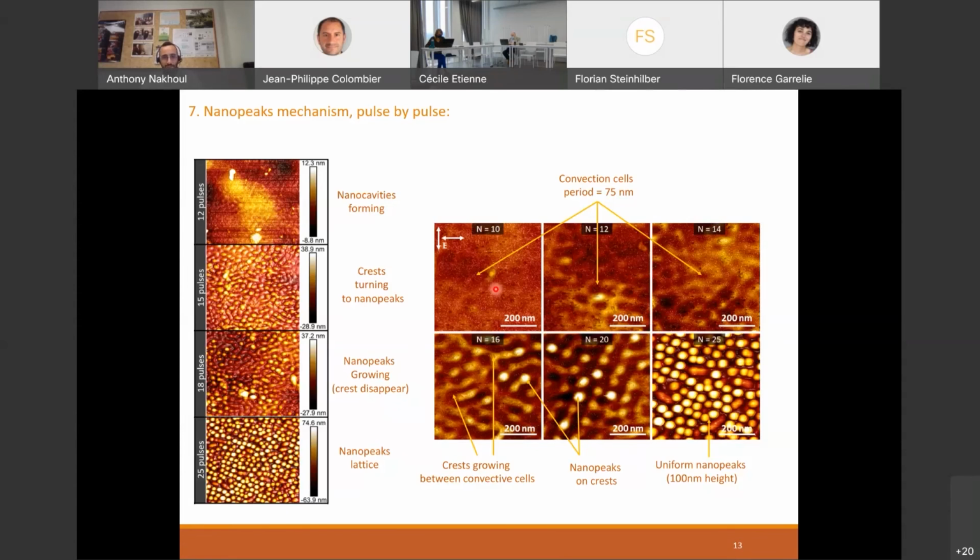And also here, if we want to change the scale, we can observe the convection cells, and the periodicity is about 75 nanometers, and while increasing the number of pulses, here it's increasing compared to 12, and while increasing more to 16, we can see the crests growing between the convective cells. And also we can see the nanopeaks, how they started to form on the crest, and here also when increasing to 20 pulses, it started to form more nanopeaks. And here at 25, we have uniform nanopeaks with a height up to 100 nanometers.